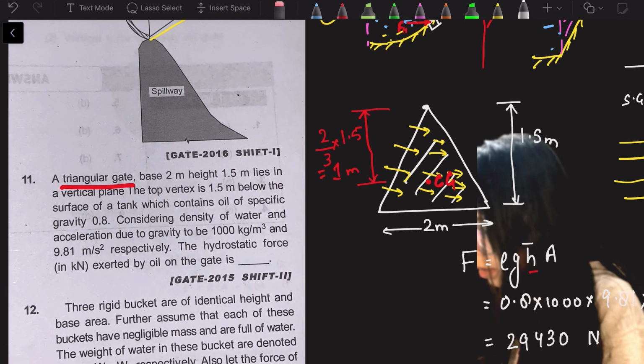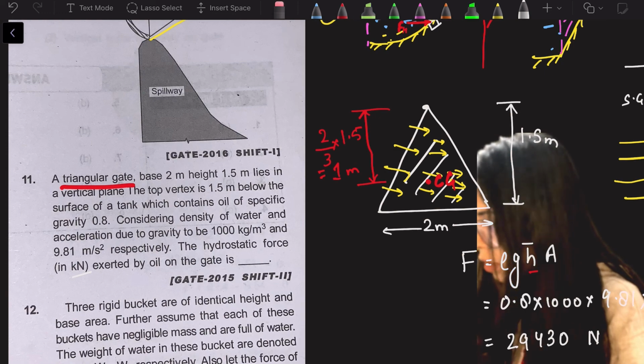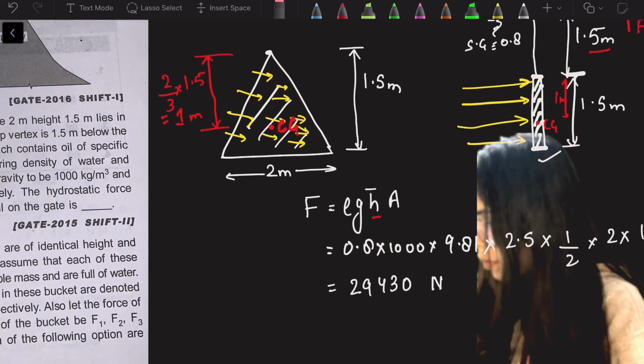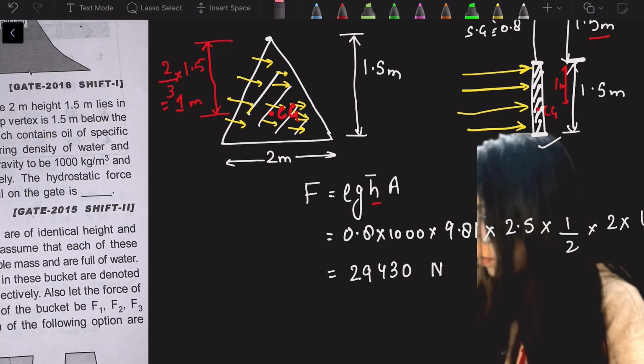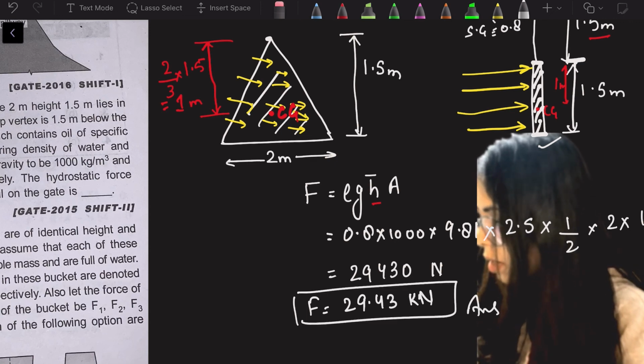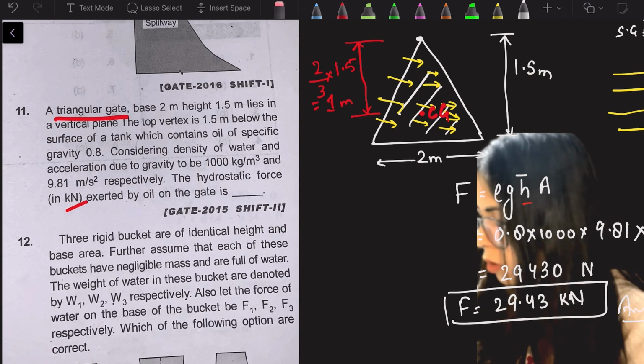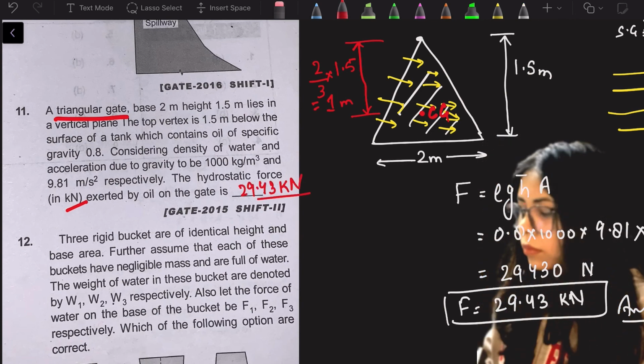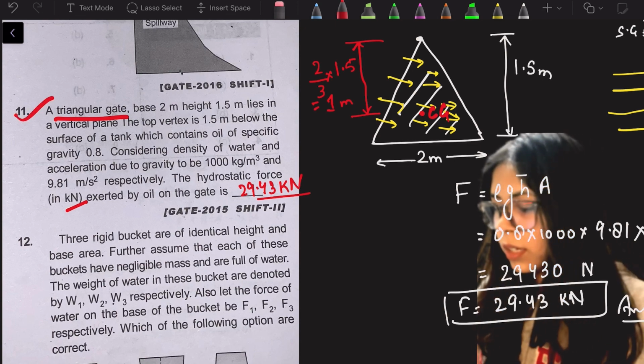I want it in kilonewton, right? So the answer I want in kilonewton, I will divide by 1000. I am getting force as 29.43 kilonewton. So this is the answer I am going to put, 29.43 kilonewton. So this is question 11.